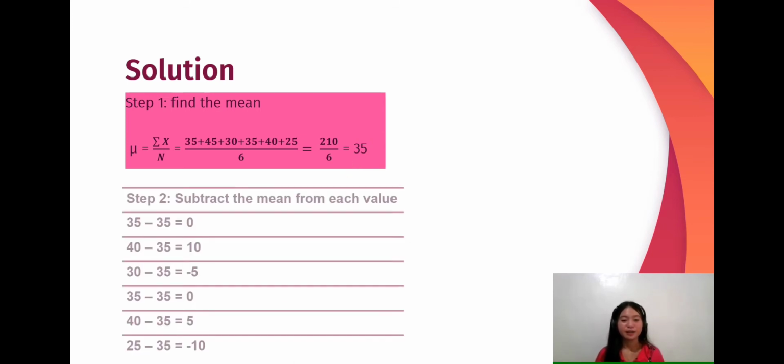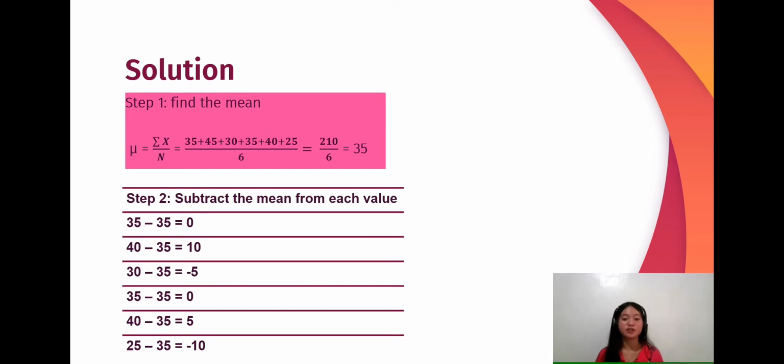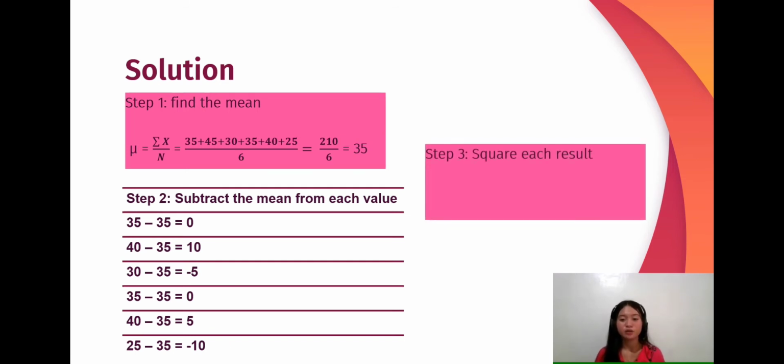Then, the next step is to subtract the mean from each value. So this is the result: 0, 10, negative 5, 0, then 5, then negative 10. Next, the next step is to square the results. The results of subtracting the mean from each value, we will square them.